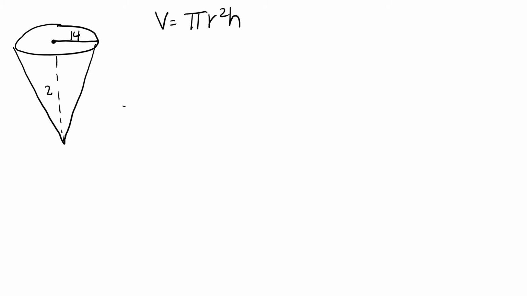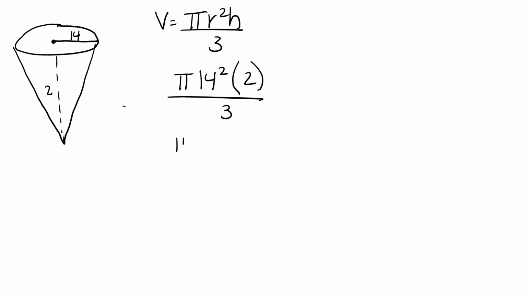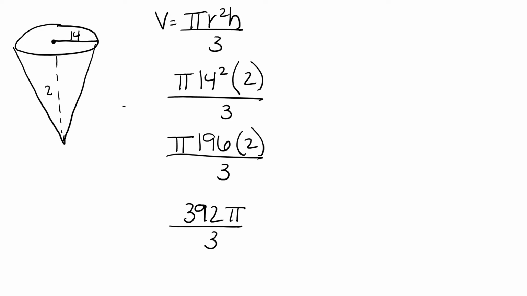For number 2, we have a cone with a radius of 14 and a height of 2. We plug our values into our formula, pi r squared h divided by 3, using 14 as our radius and using 2 as our height. We solve the exponents first. 14 squared is 196. Multiply the 196 times the 2 in order to get 392. Divide that by 3 to get 130.6 repeating.